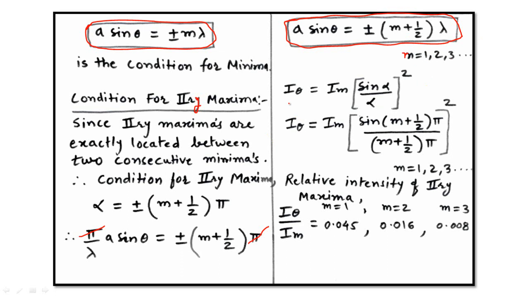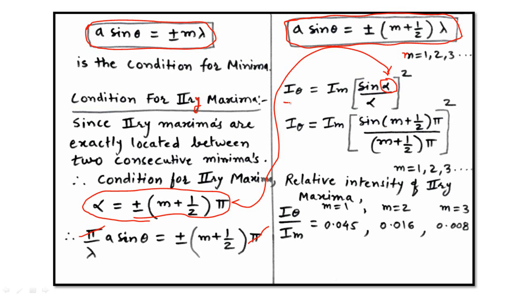Okay, so now we know the equation for the intensity of the diffracted rays, I theta is equal to Im into sine alpha upon alpha whole thing square. So if I substitute here the value of alpha as plus minus of m plus half pi, then this will be the intensity of secondary maxima.